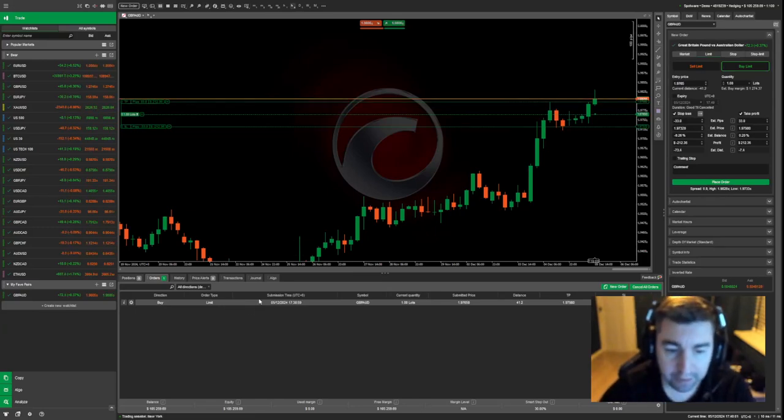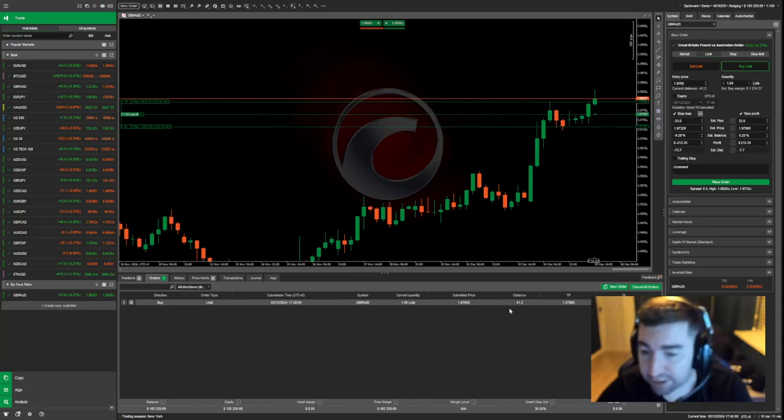So again, buy limit, time submitted, the symbol that we're trading is GBPUSD, the lot size is 1.0, the entry price, and how far it is away from our entry price, right? That's our TP price, and that's our stop loss price.